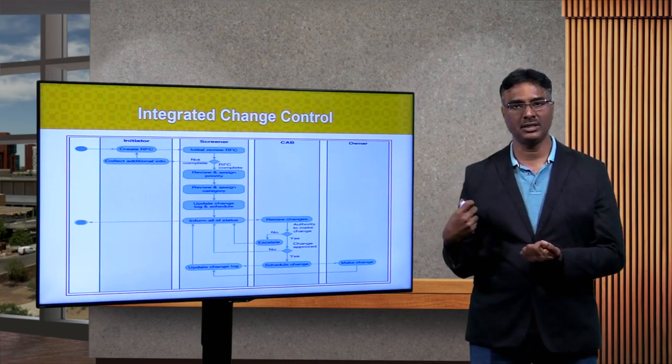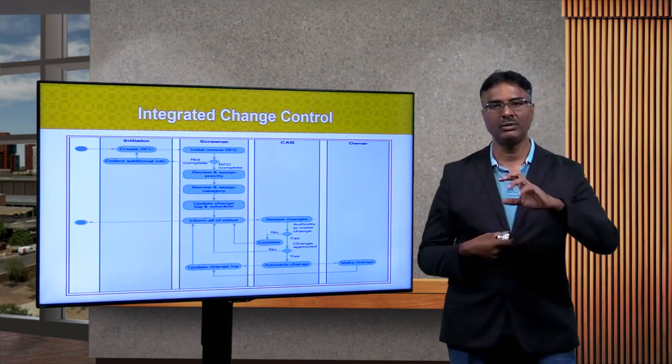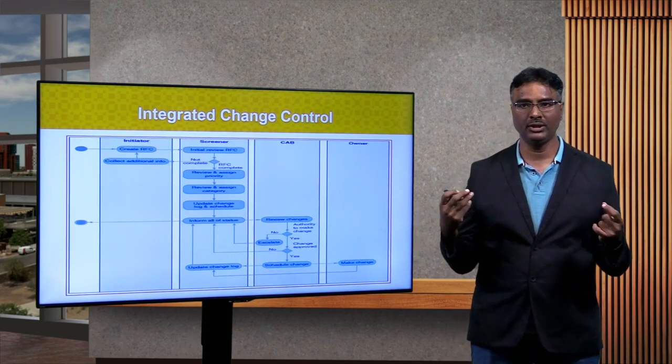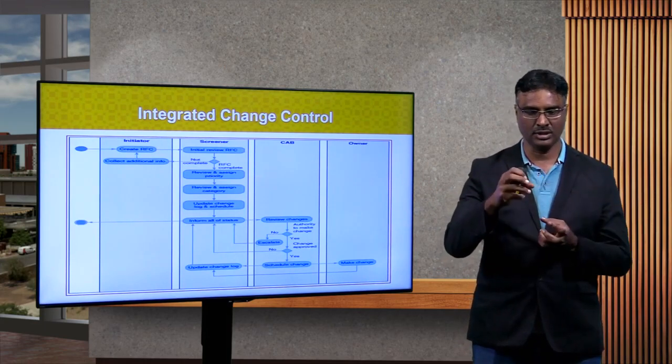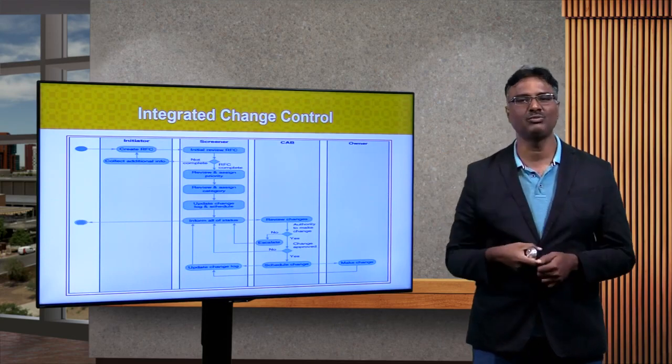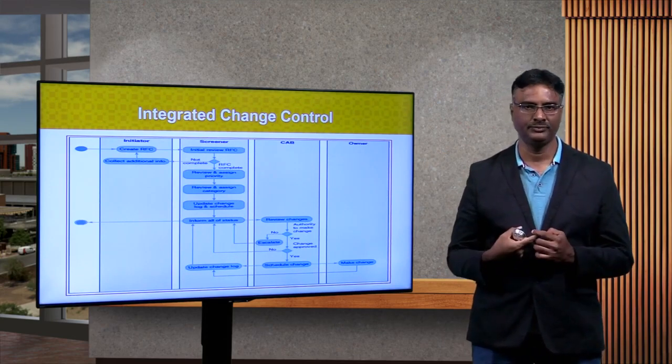So if you do this integrated change control, you will see that things will be transparent. It will be visible to everybody. Now otherwise what could happen? Sometimes stakeholders or customers might get into some team members individually and then say, hey, can you sneak in this small change? Things will happen like that.